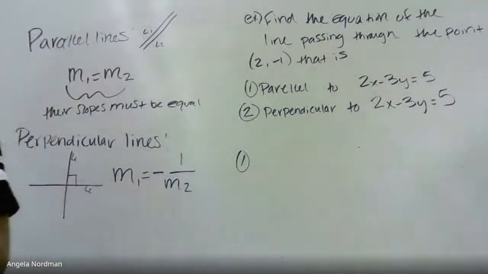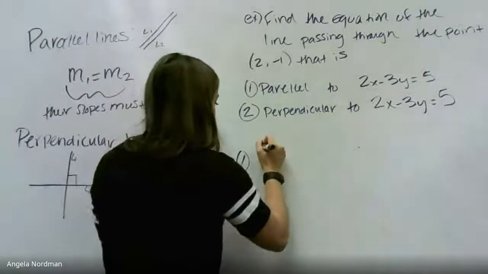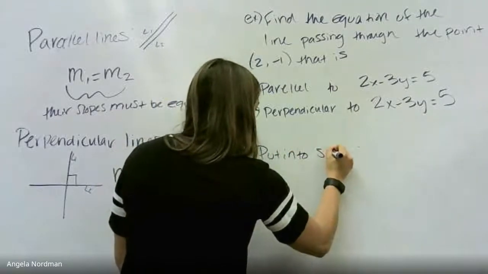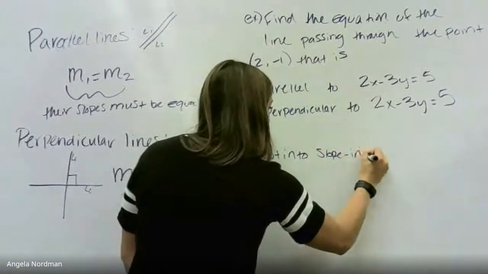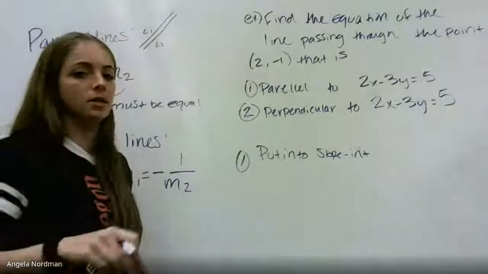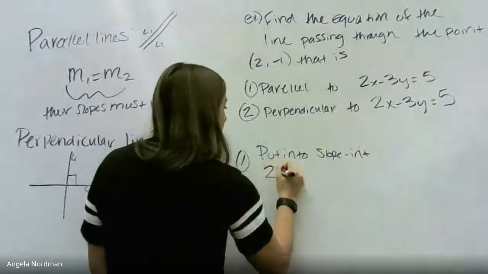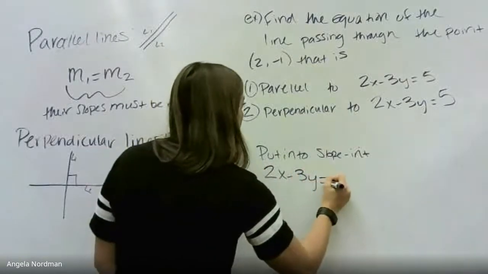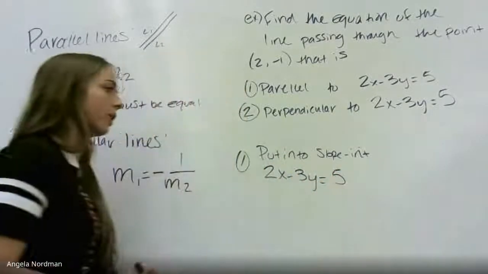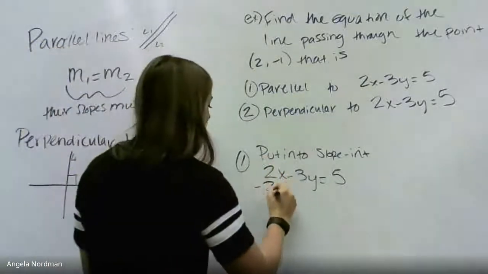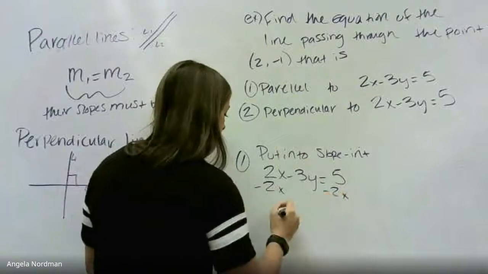First step that I want to do is put this into slope-intercept form. So that's what we just got done doing, okay? We have to take this equation of the line, 2x minus 3y equals 5, and we have to isolate the y. First, we're going to do that by getting rid of these x's.